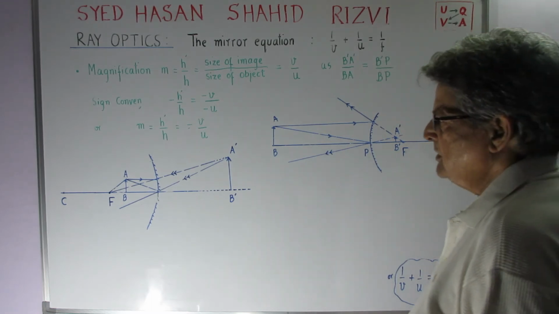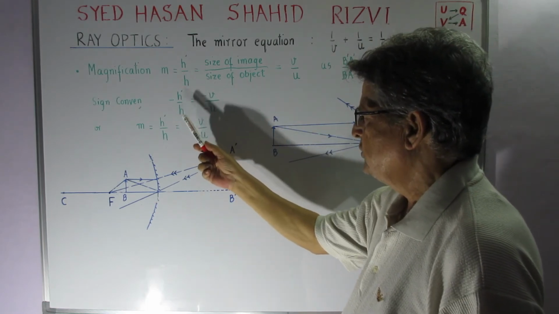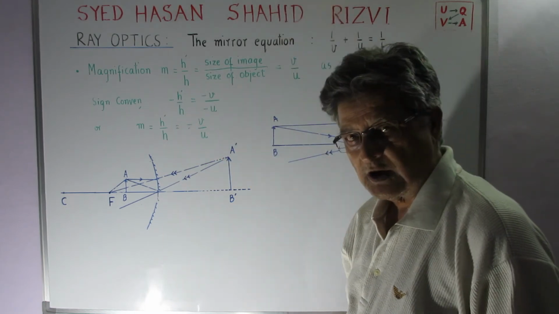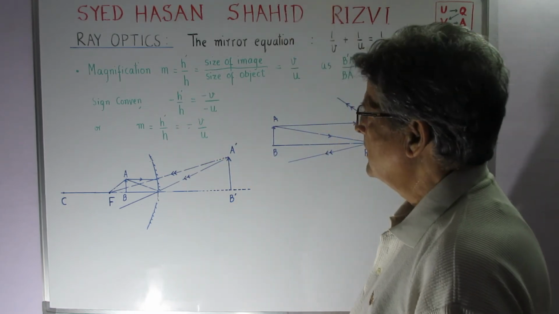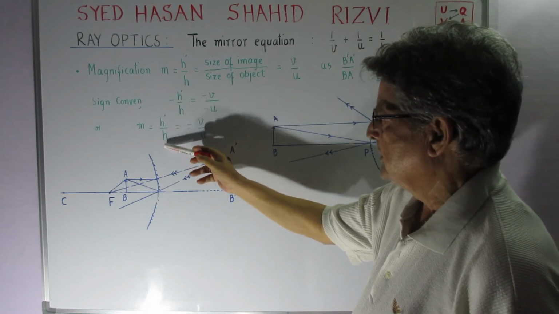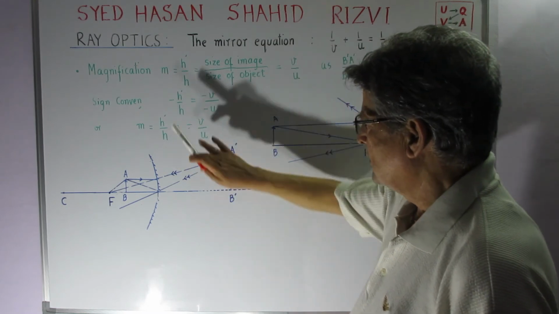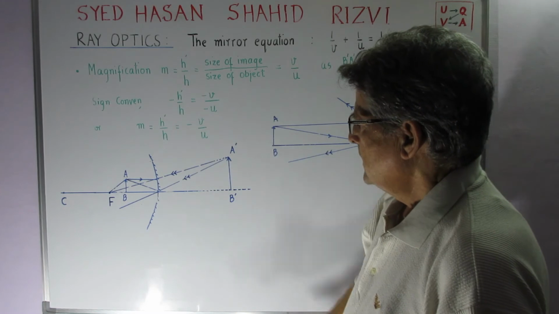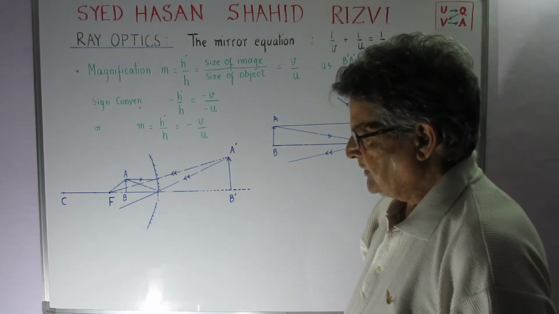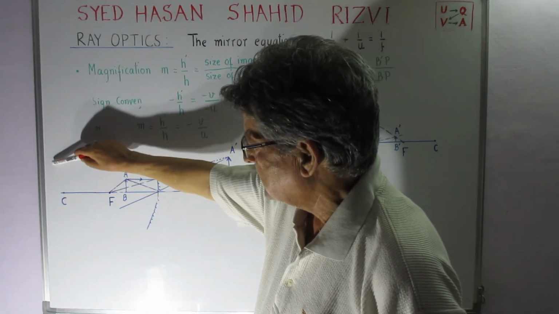Using the sign convention, I can write minus h dash upon h is equal to, because h dash is down, it is the real image, inverted, etc. And minus v upon minus u, so m becomes equal to h dash upon h is equal to minus v upon u. So this is the formula that we obtain. Now, I have drawn, in the last case, our object was beyond the center of curvature.